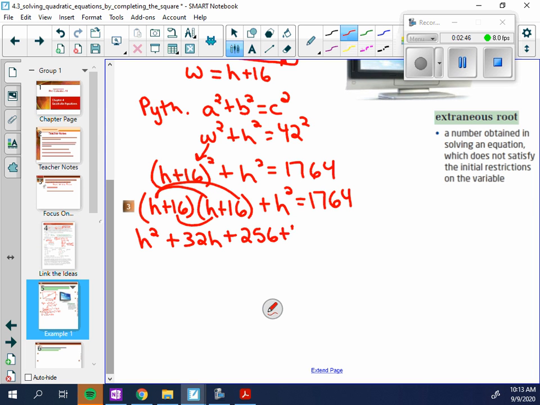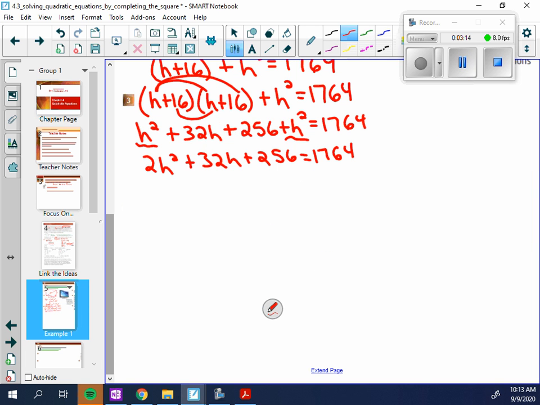And then I still have my plus h squared and my 1,764. Okay, all I did for this one here was I combined the 16h and the other 16h to get the 32h. Okay? All right, we can still combine some more terms together. This h squared can go together. So I have 2h squared plus 32h plus 256 equals 1,764.